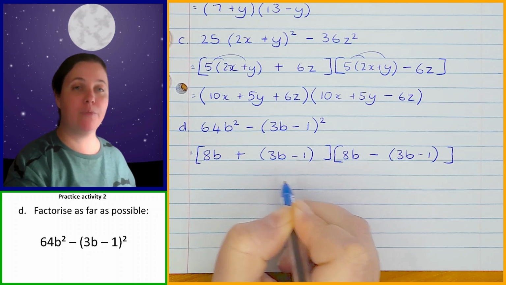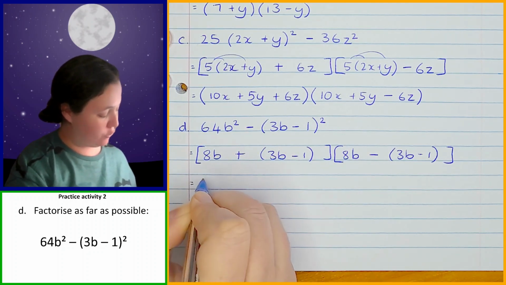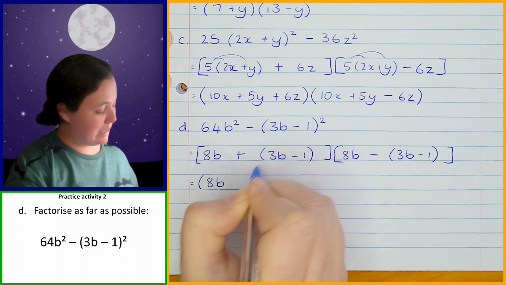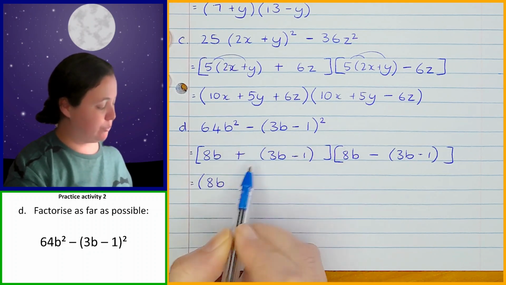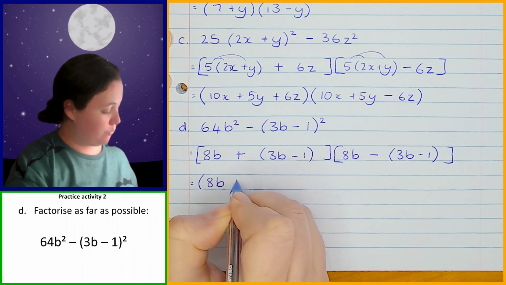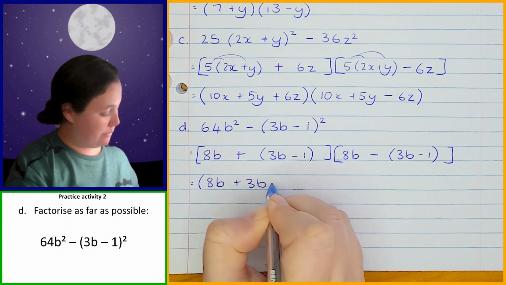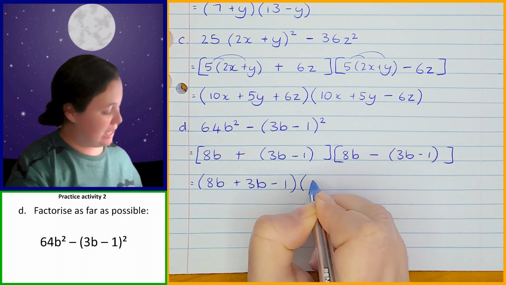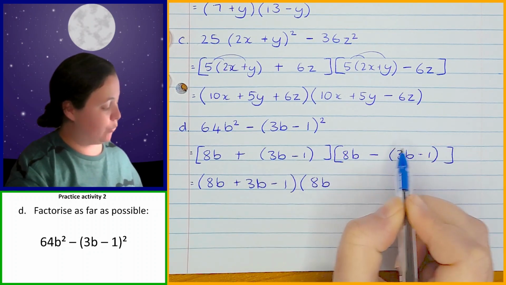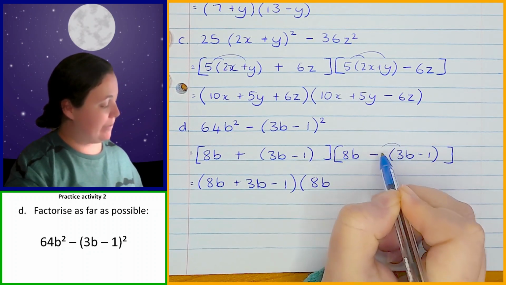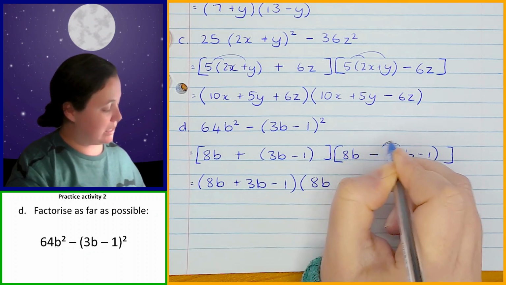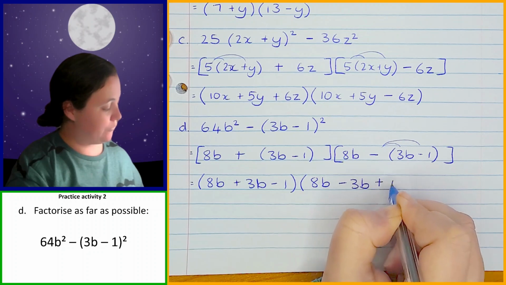Now I'm going to get rid of the brackets inside the brackets. So I've got over here 8b. Then when I multiply this out, 3b - 1 isn't going to change because it's just a plus in front. So plus 3b - 1. Then over here, I've got 8b as well. But now when I multiply in, I have negative 1 times 3b is minus 3b, and then negative 1 times negative 1 is positive 1.